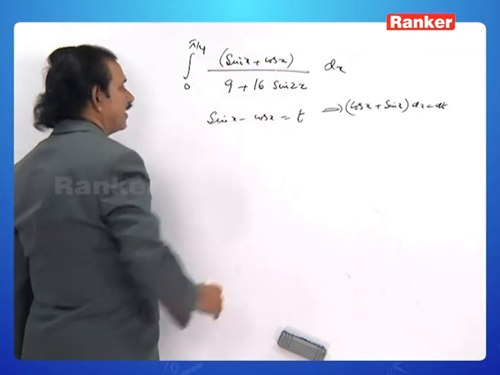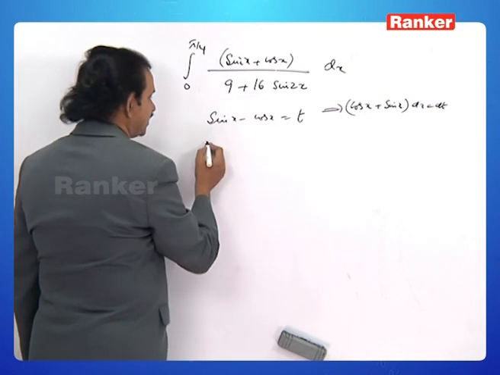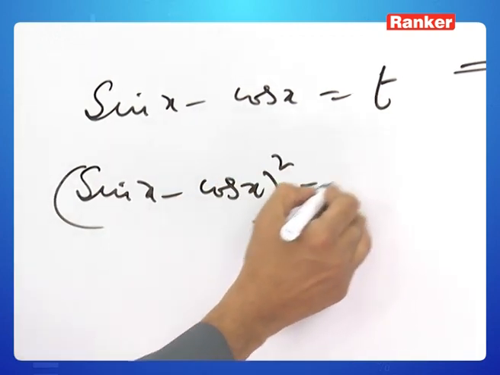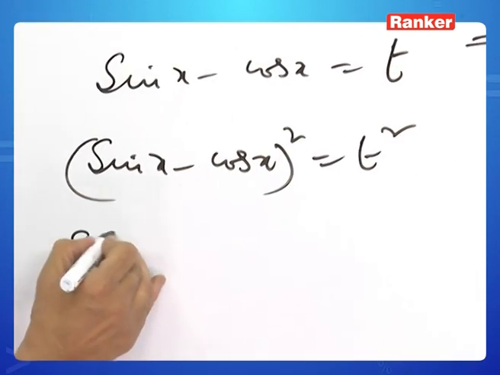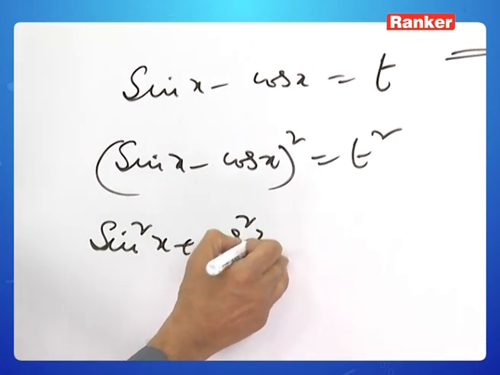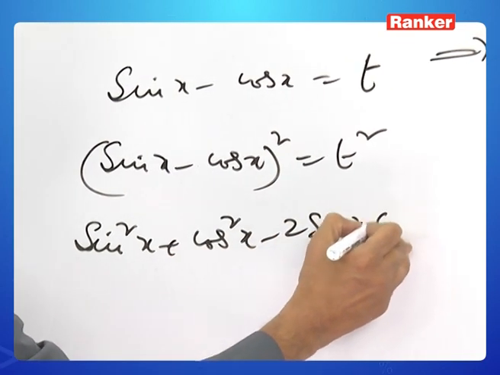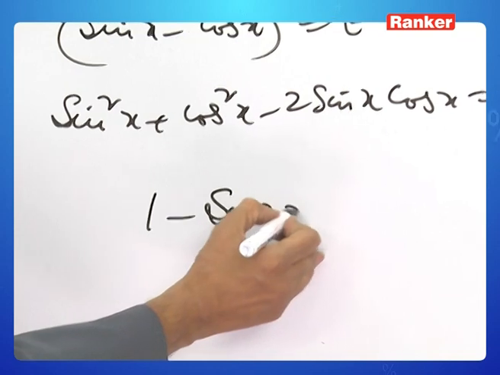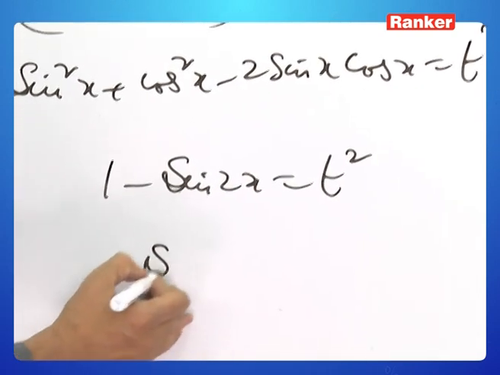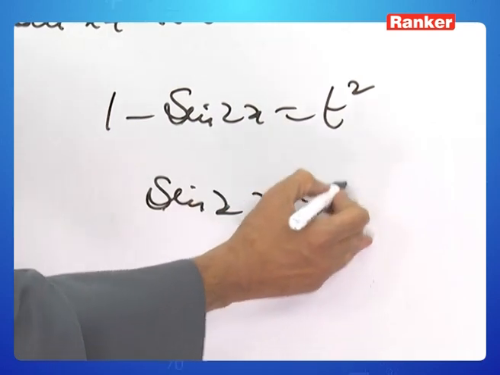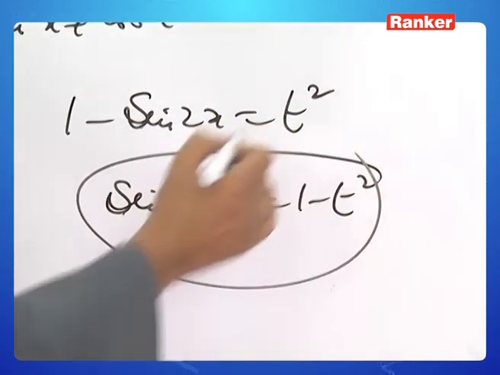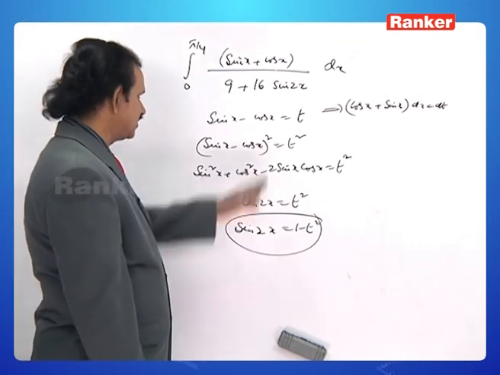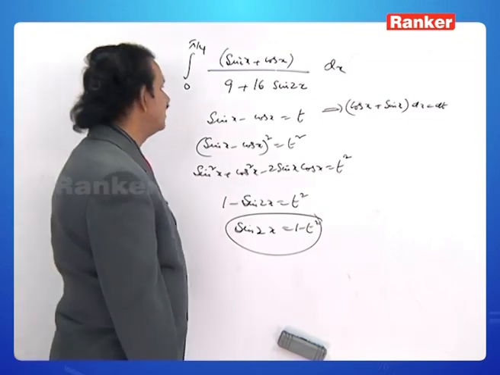We will be going to write dt in the place of that numerator. What is the fate of this denominator? We may have to search for that. Come on, square on both sides. Sin x minus cos x whole square is equal to t square. Sin square x plus cos square x minus 2 sin x cos x is equal to t square. 1 minus sin 2x is equal to t square, or sin 2x is equal to 1 minus t square. Okay, we could have got the plan of writing 1 minus t square in the place of sin 2x. Now you think of the limits.